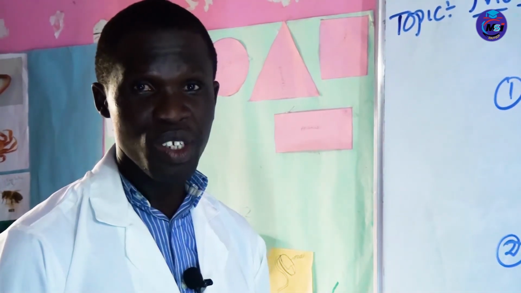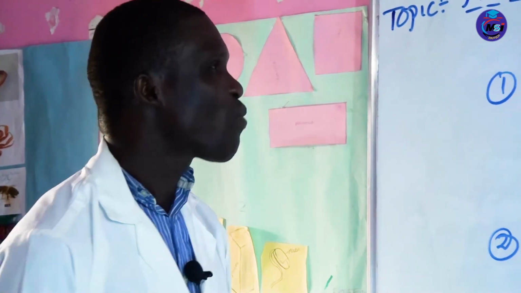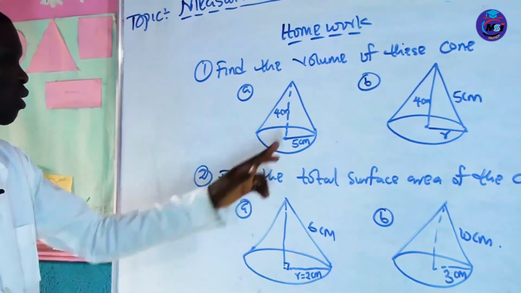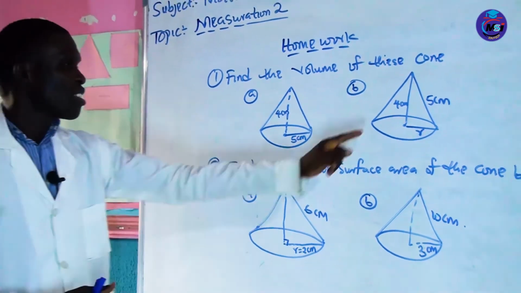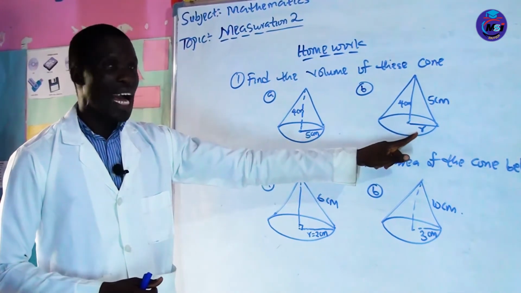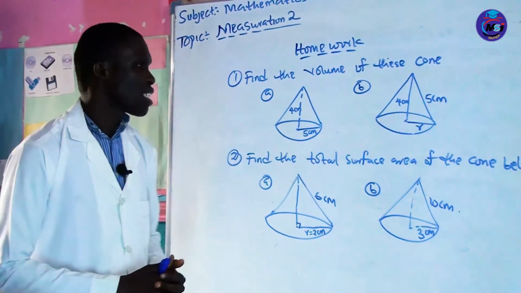Okay, class, before we leave this class, we want to look at this homework. This is just for you. Number 1, find the volume of this cone. We have 4 centimeter. We have 5 centimeter. The B part, we have 4 centimeter, R, and 5 centimeter.